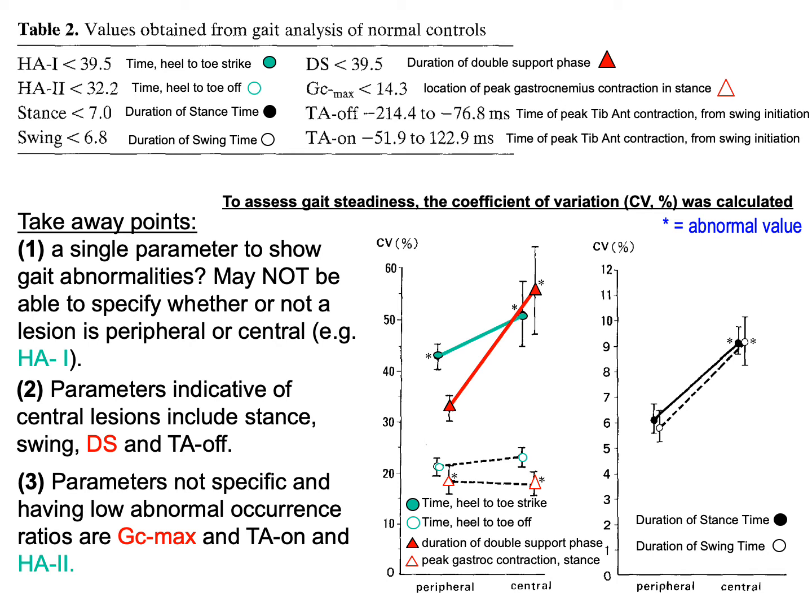So perhaps not one particular or single parameter to show gait abnormalities, but if you look at a group of these parameters, so some spatial, some timing, it looks like together they may provide some indication as to whether or not an individual has a central lesion of the vestibular system or something that's more peripheral. So something to think about when we're doing clinical analyses in space.